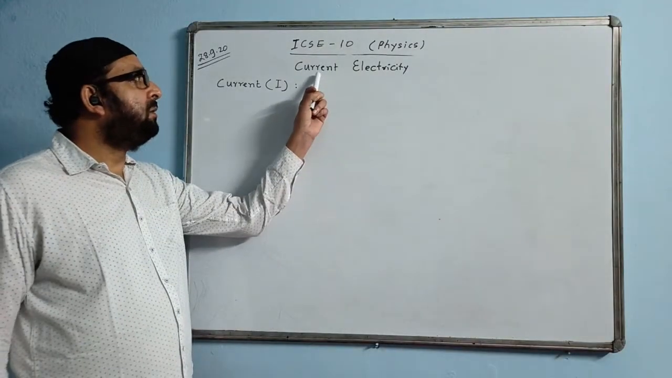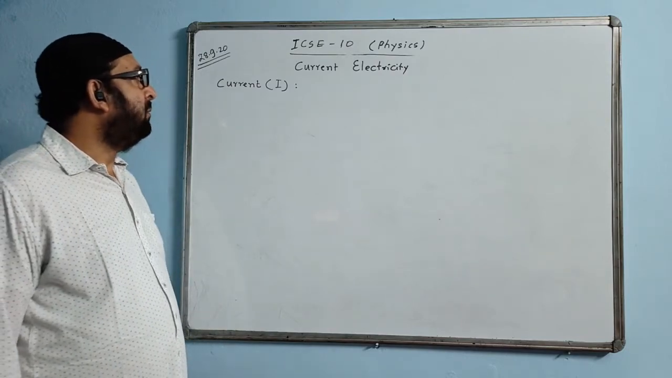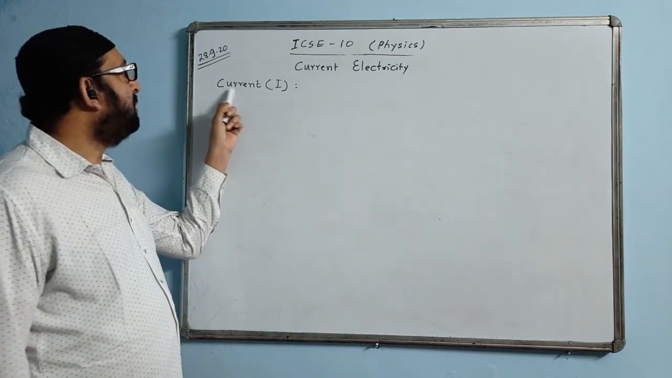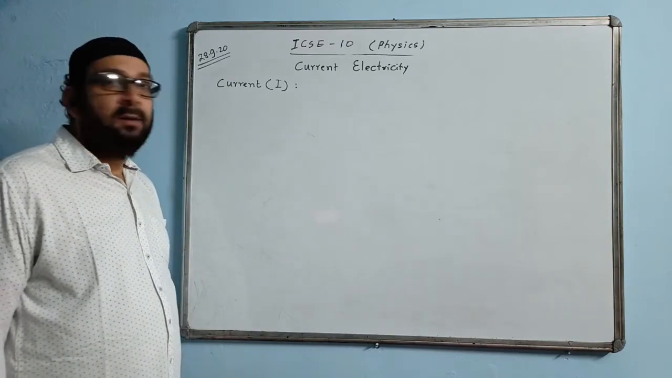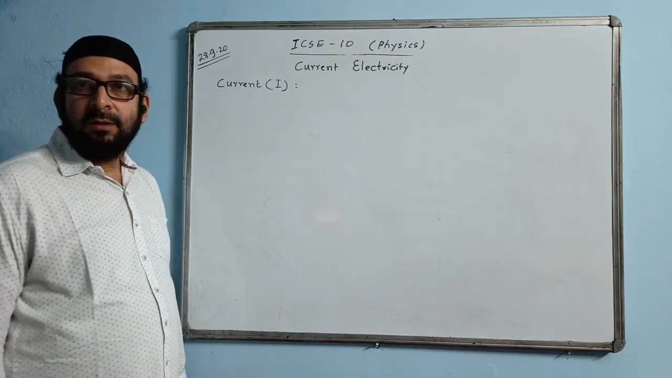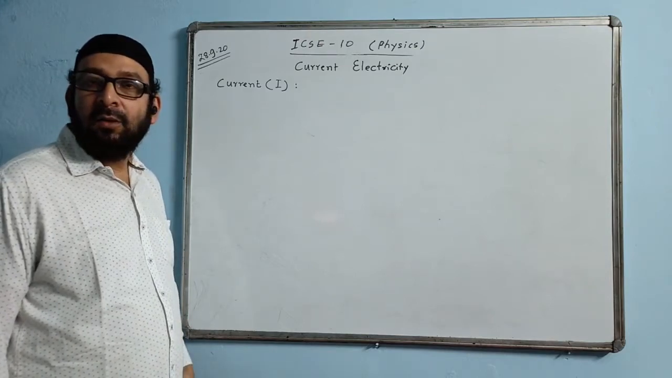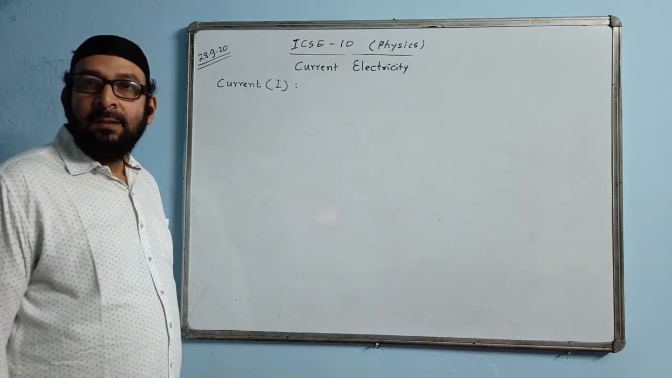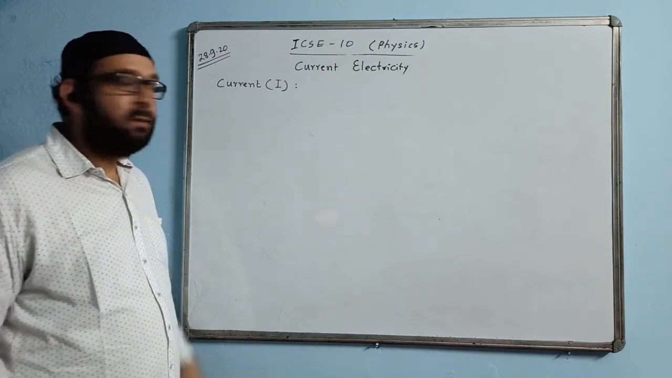Today's chapter is current electricity. The first topic you have to know is what is current. We say the rate of flow of charges is called current.